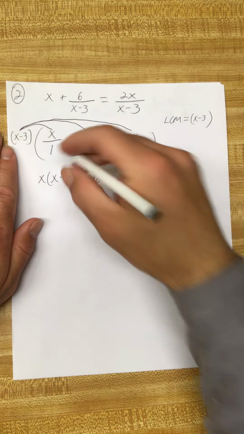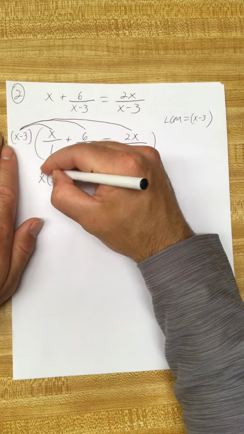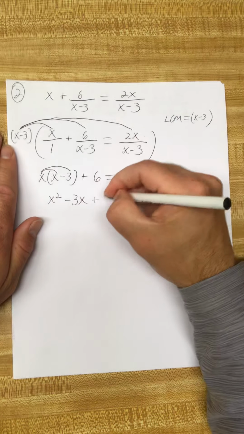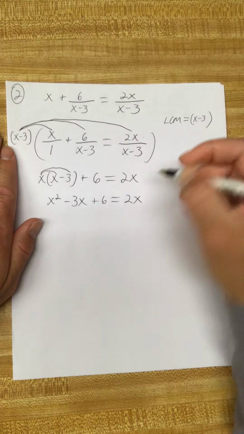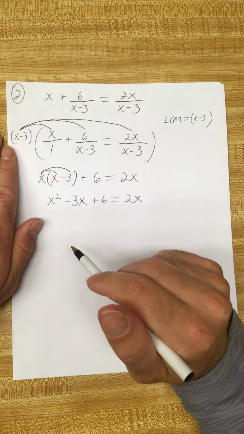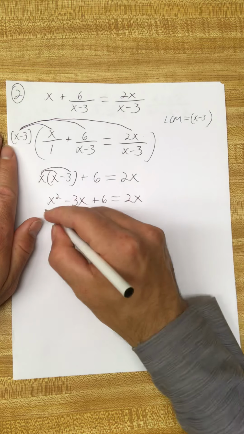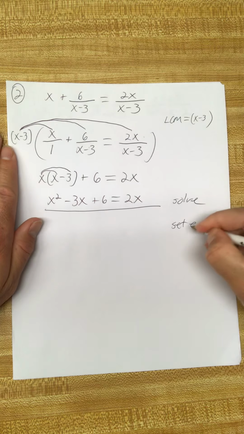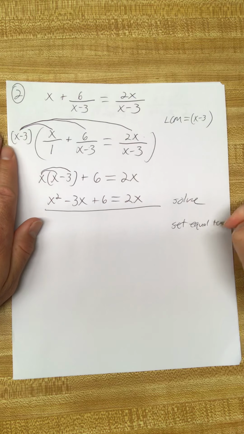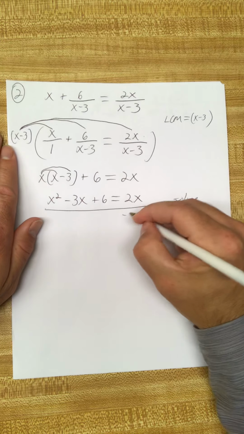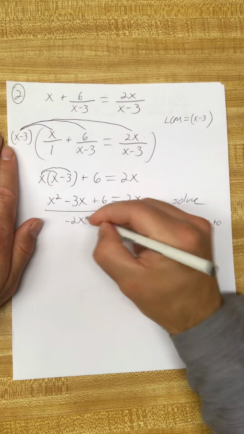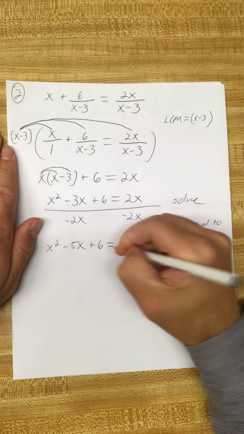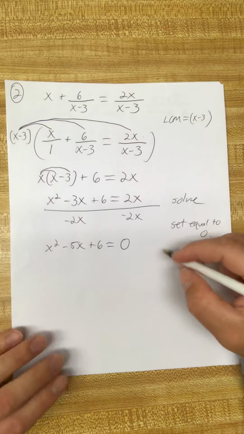Now, here's where things are a little bit different than number 1. x times x is going to give me x squared minus 3x plus 6 equals 2x. So when you see this x squared, you got to get it set equal to 0. So I'm going to subtract 2x from both sides. So now I have this set equal to 0.